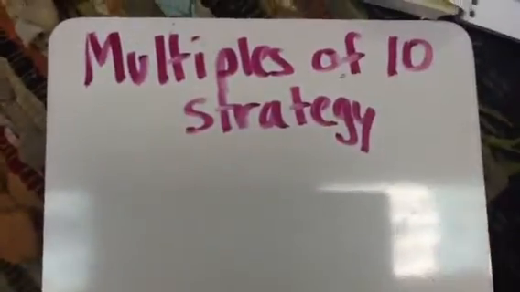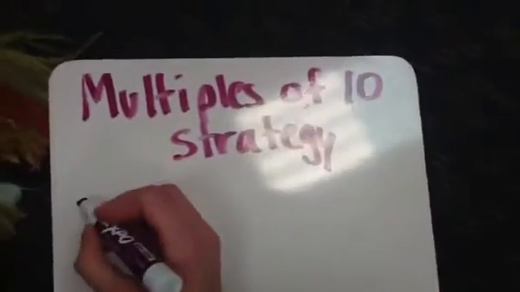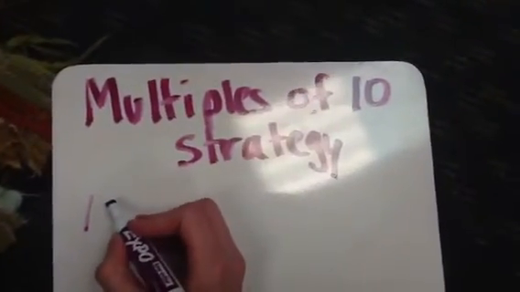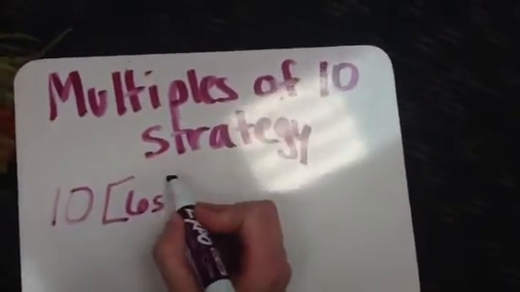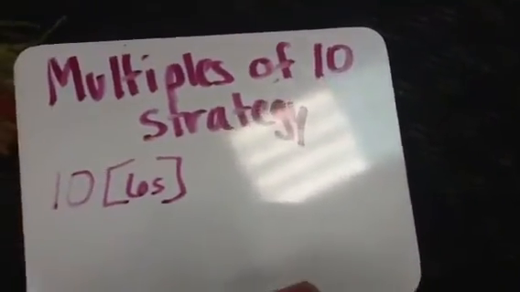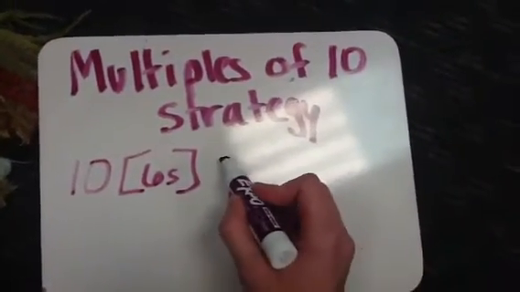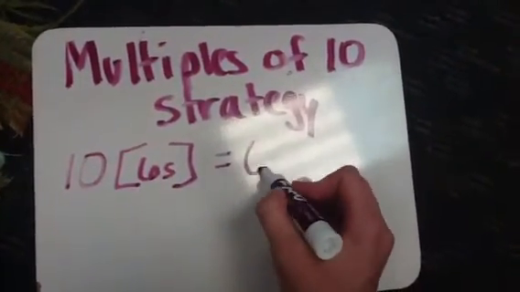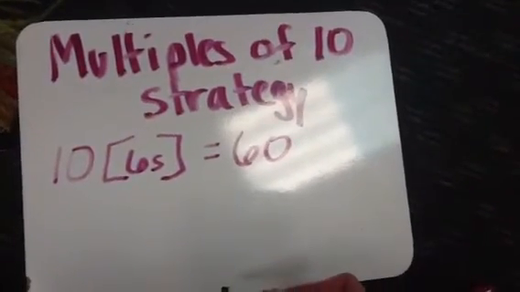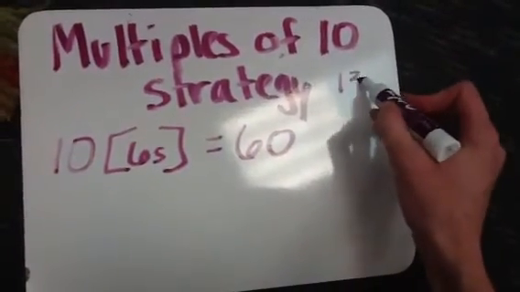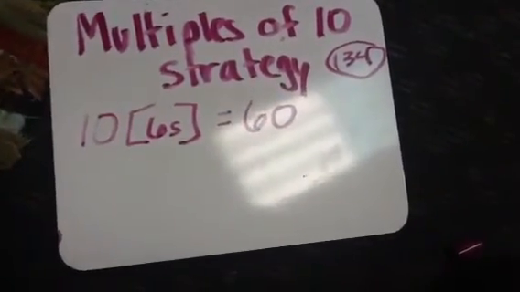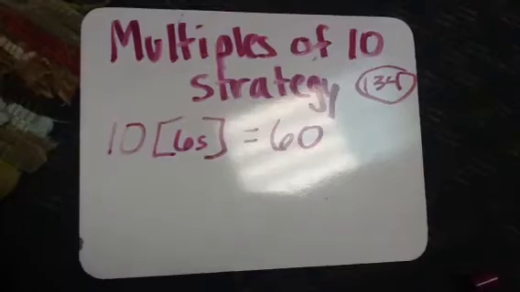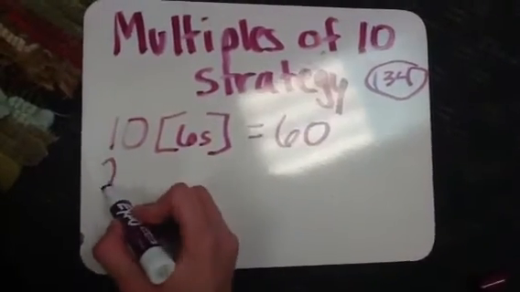Our first step is to start with the first multiple of 10. I need to think. Are there 10 sixes in 134? Well, yes, because I know that 10 sixes equals 60. That's far less than the number I'm looking for. I'll write it up here so we remember, 134. So I'm going to go to my next multiple of 10. The next multiple of 10 is 20.